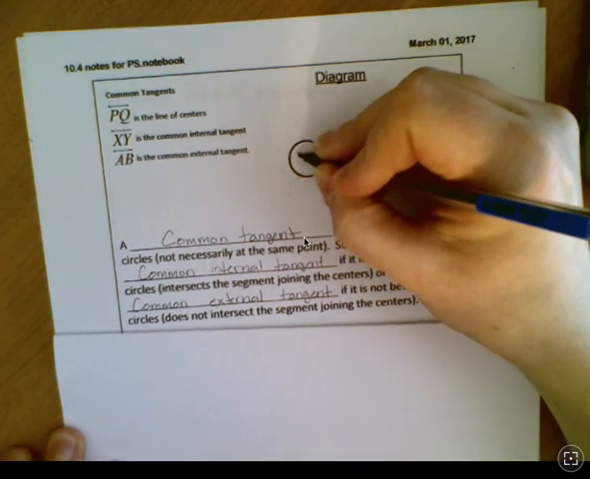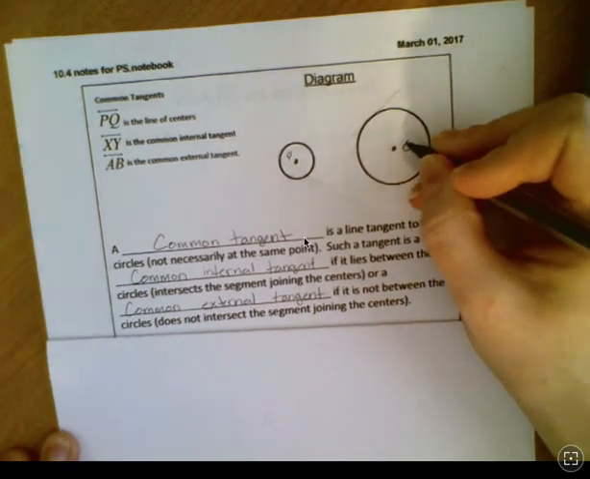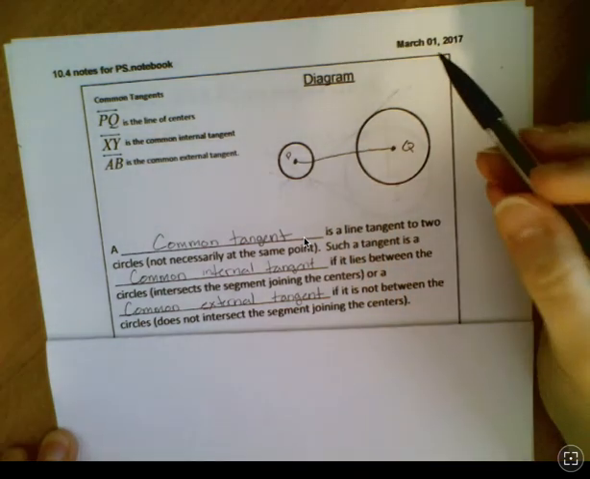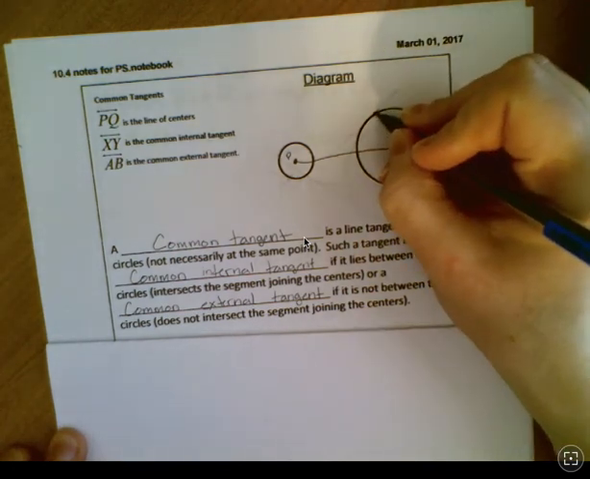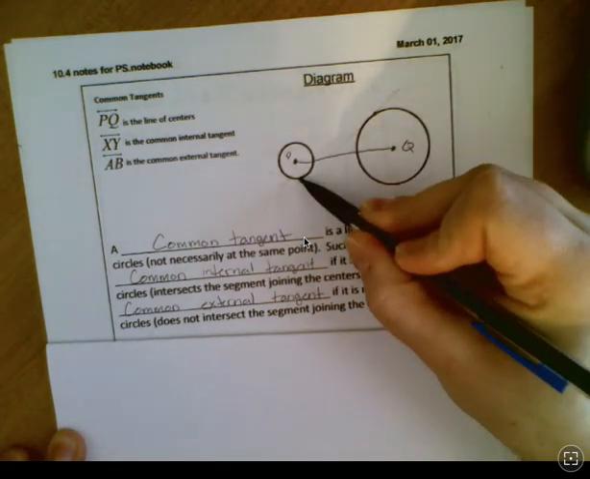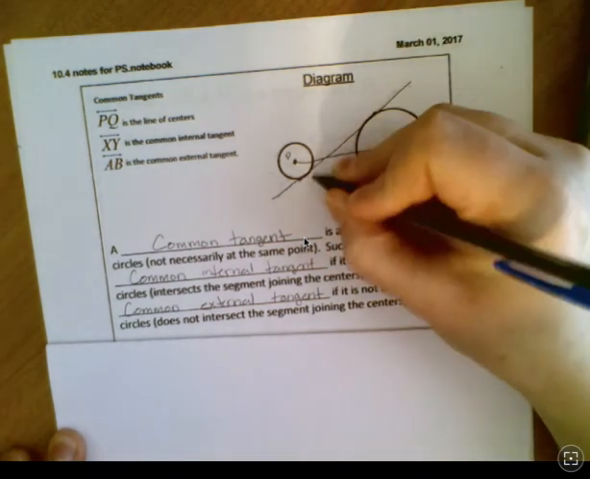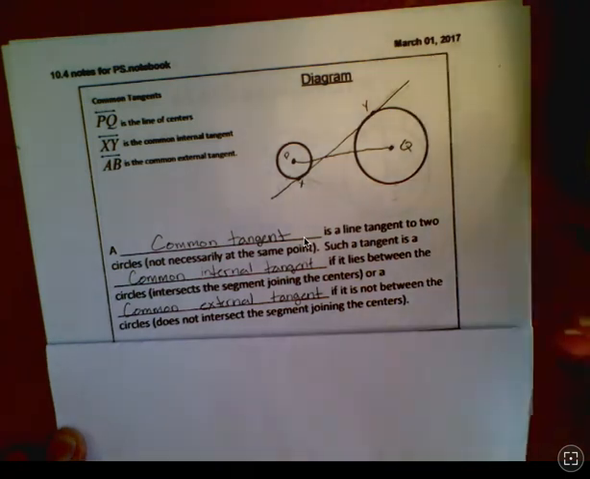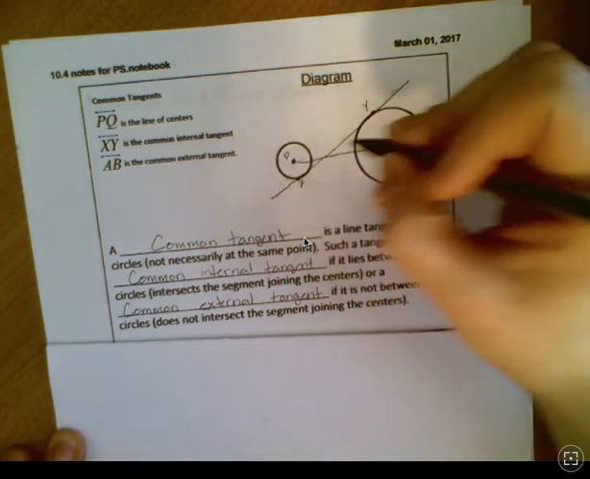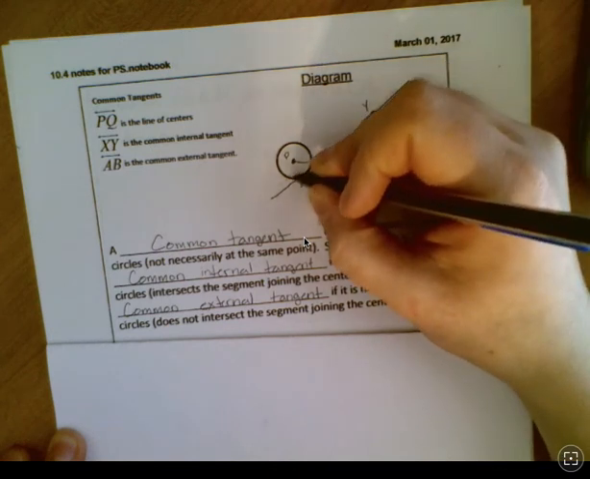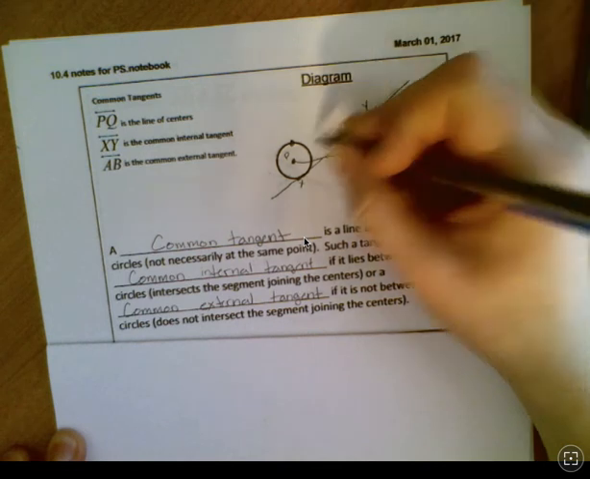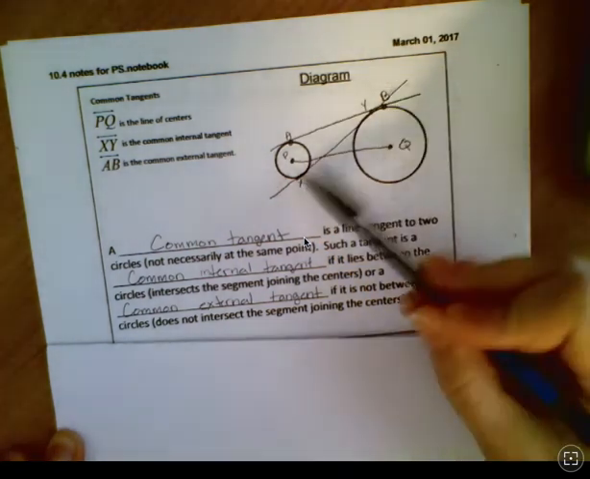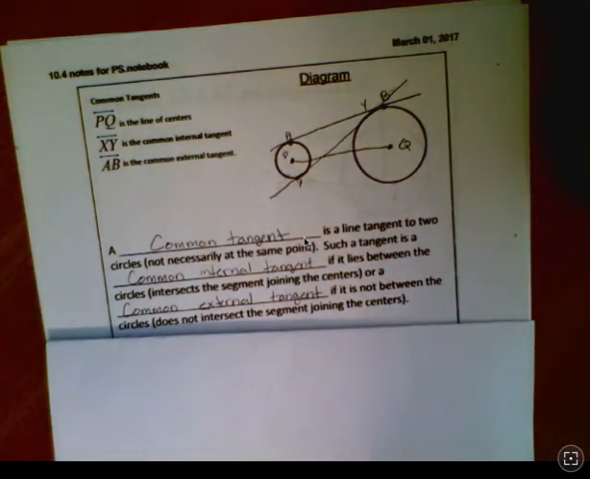So let's call this circle P, and this will be Q, and we'll draw our line of centers. The line of centers connects the two centers. XY would be a common internal tangent. So this would be what XY looks like. And then AB is a common external tangent, and it would look something like that, because the internal goes between the circles, external does not. So that's what that would look like.